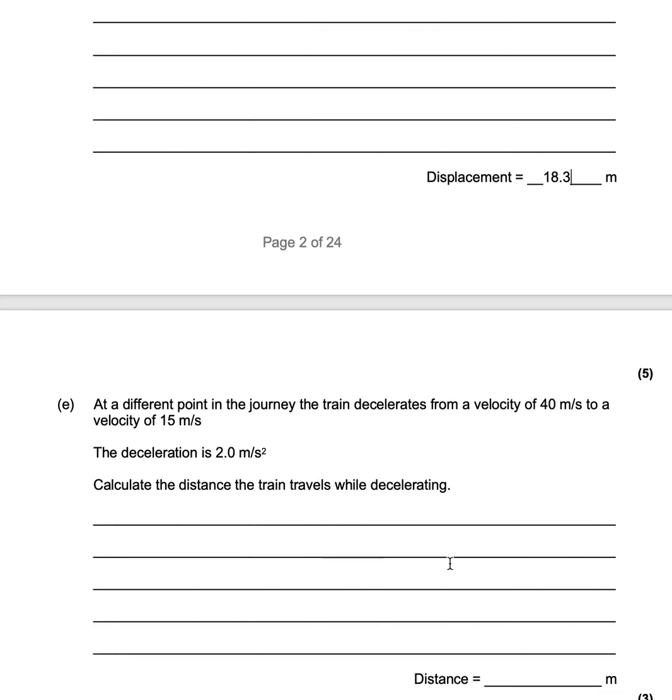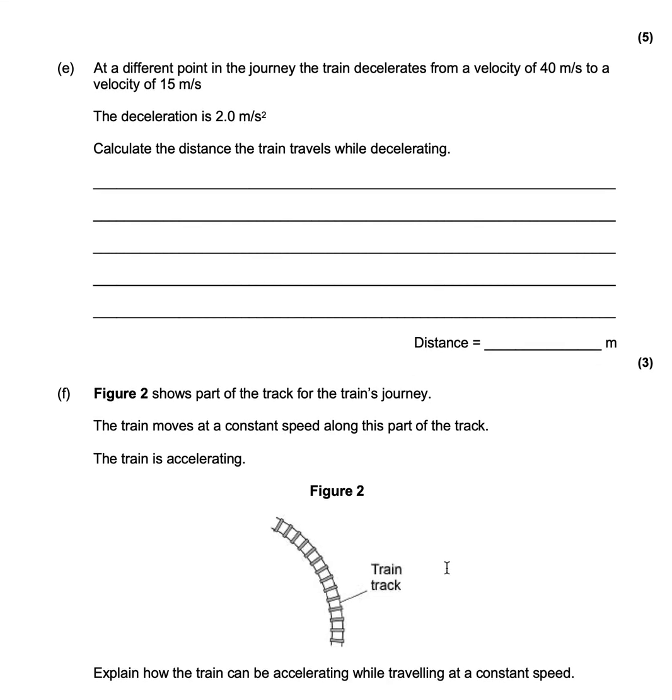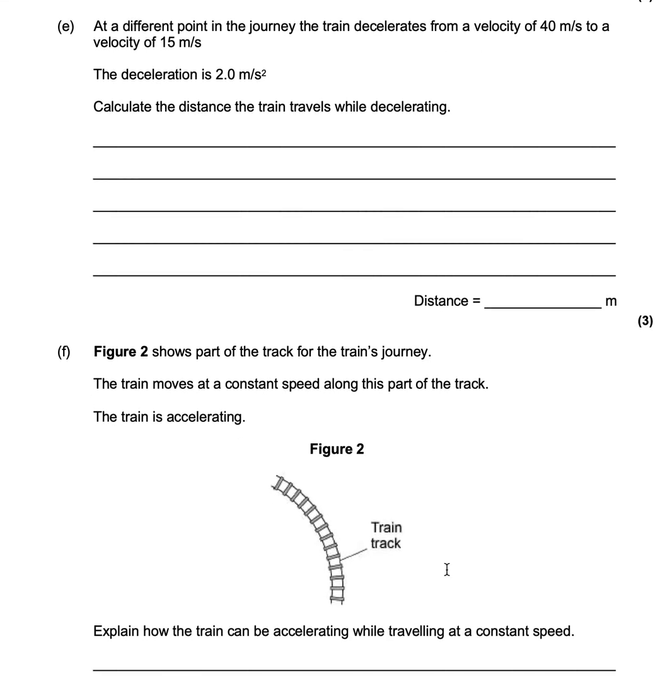Then at a different point in the journey, the train decelerates from a velocity of 40 metres per second to a velocity of 15 metres per second. The deceleration is 2 metres per second squared. Calculate the distance the train travels while decelerating. So we've got a deceleration or acceleration, we're talking about distance, and we've got velocities or speeds.